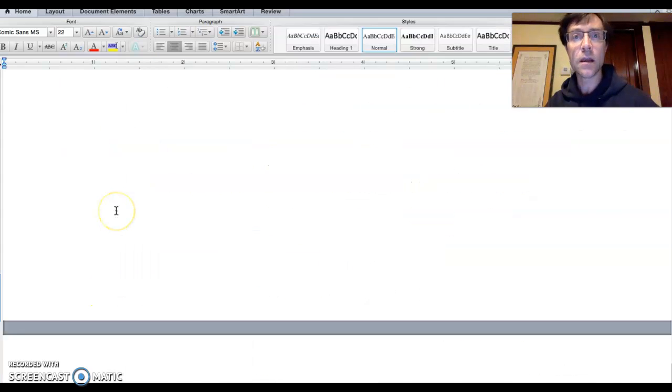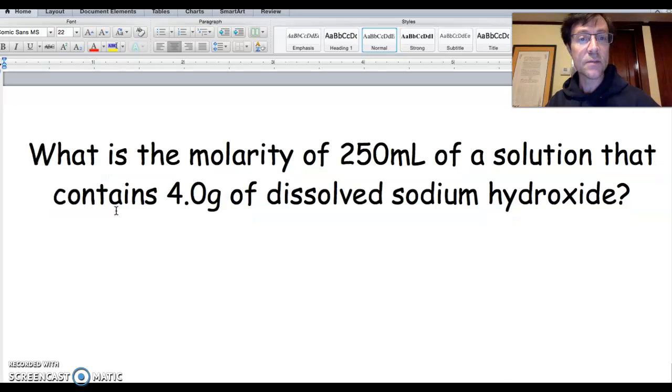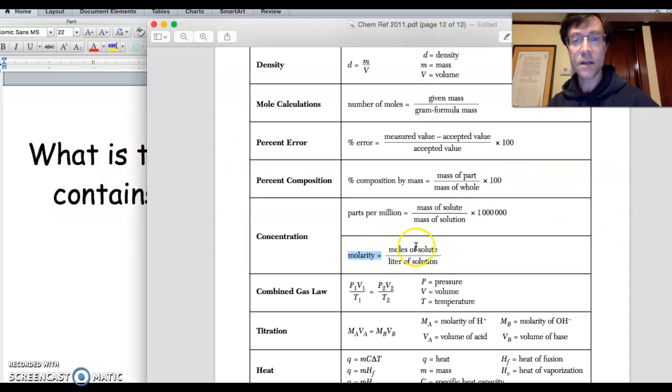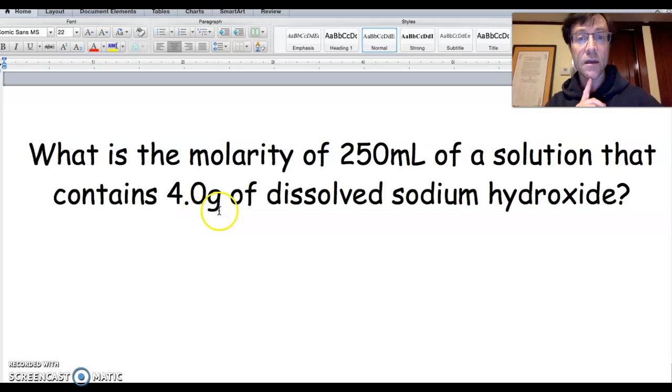Got it? Sweet. Next, what is the molarity? You see how that works? So here's my equation. Molarity is moles per liter of 250 milliliters. Again, milliliters instead of liters, but we ain't scared. Of a solution that contains 40 grams of dissolved sodium hydroxide. Okay, now they're being mean because we know it has to be moles per liter. Ugh. All right, so I don't like that. That doesn't look fancy enough. Let's do this.